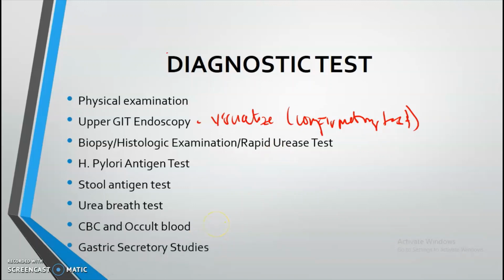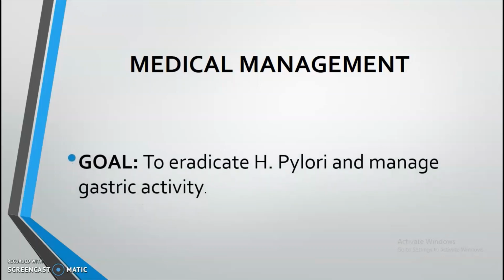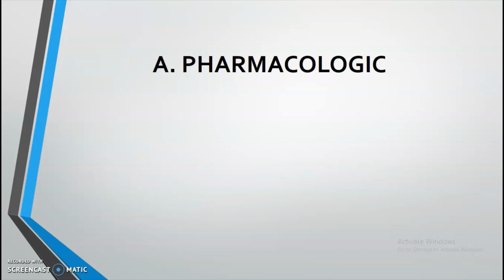And of course your gastric secretory studies to check for the levels of the gastric acids or the gastric contents present in our gastrointestinal tract. So those are the diagnostic tests to establish a confirmed diagnosis for the peptic ulcer disease. Now, how are we going to manage the condition? So for the management of the condition, the goal of the management is to eradicate H. pylori, because that is the most common risk factor, and of course manage the gastric activity, which is to decrease the gastric secretions of your gastric content, such as your hydrochloric acid. Now, to start with this medical management, number one there is the pharmacologic management.